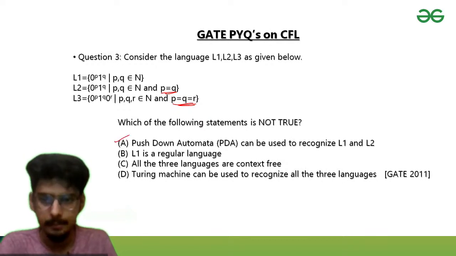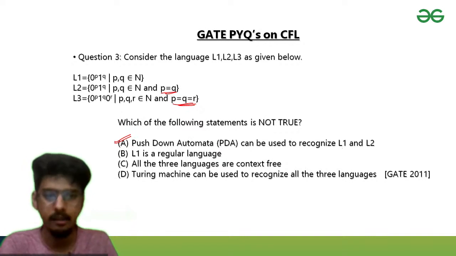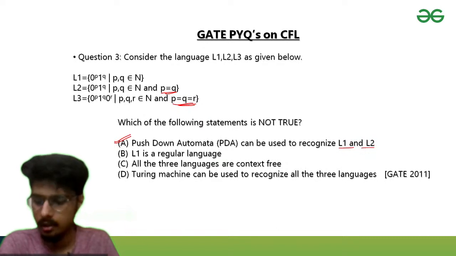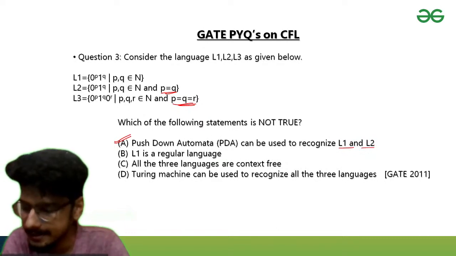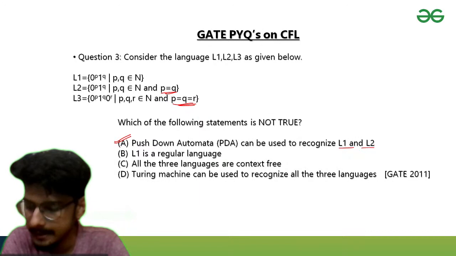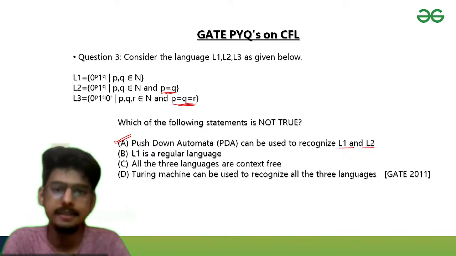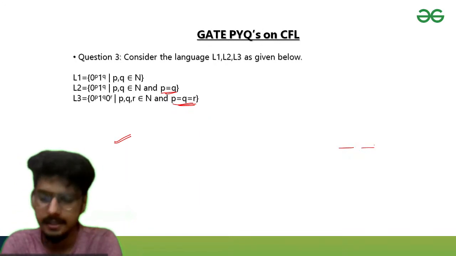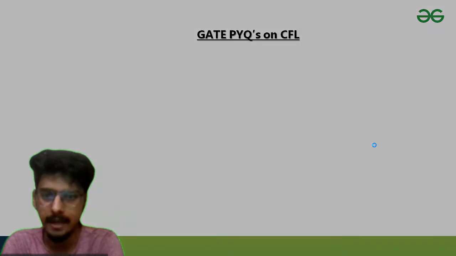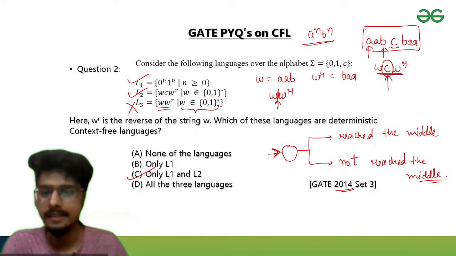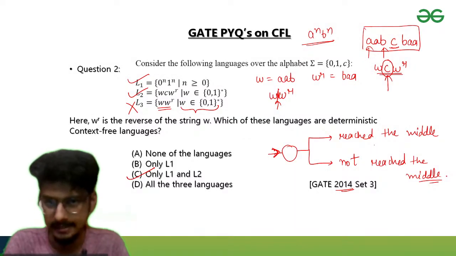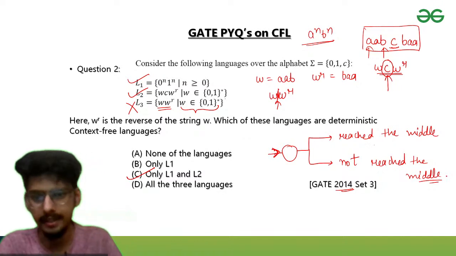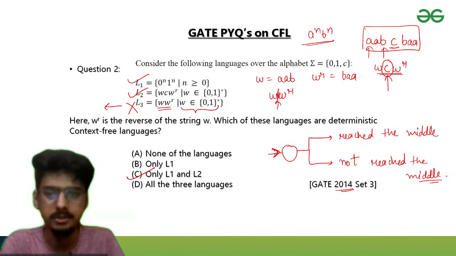So let's look at every language one by one, and let's have a look at every statement. The first statement says that PDA can be used to recognize L1 and L2. PDA means... Is L3 CFL? Should it not be CSL? Yes, L3 is CFL. In this case, it is definitely CFL. It is context free, but it is non-deterministic context free.